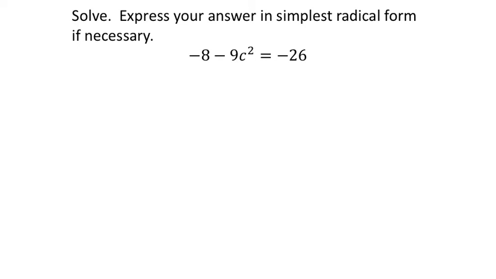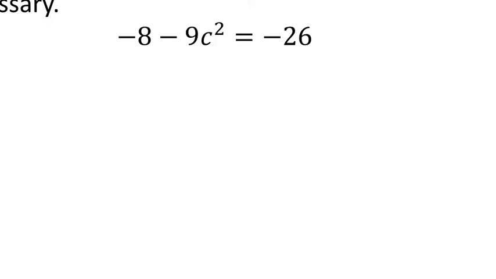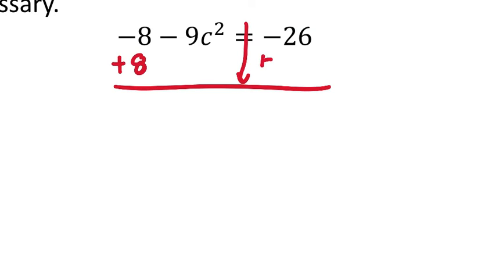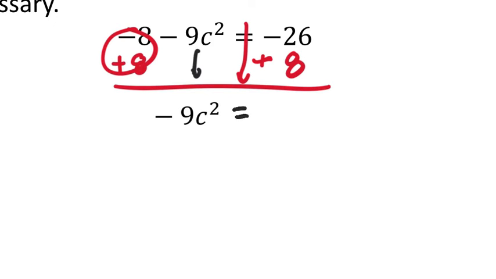Okay, now about this one, same process. We just want to isolate that c squared. I'm going to use the principle of equality to do that. I don't see any distribution or combining like terms necessary. So I can zero out that negative 8 right now by adding 8 to both sides. Negative 8 plus 8 zeros that out. I can drop my negative 9c squared, and that'll equal negative 26 plus 8, which is negative 18.